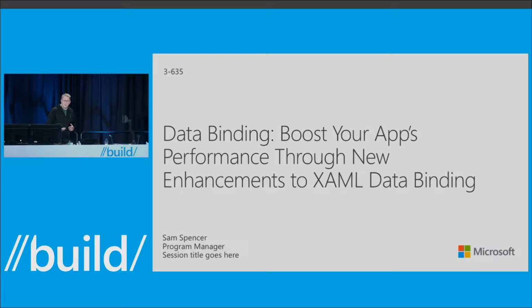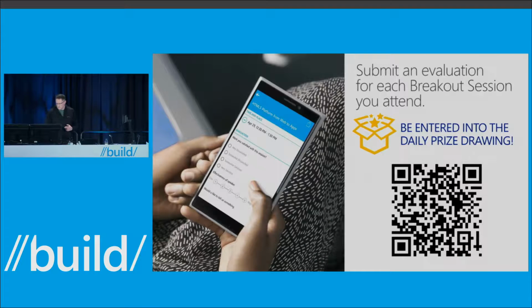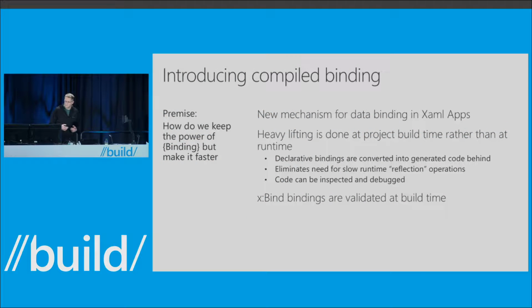And so what we've come up with for this release is a new version of data binding we're calling compiled binding. And the big difference between this and what you've seen in binding before is the heavy lifting, which is reflection work, is now done at build time rather than at runtime. So with classic binding, it'll create binding objects, binding path objects. At runtime, it has to use reflection or other APIs to go figure out what those types are and hook together all the binding.